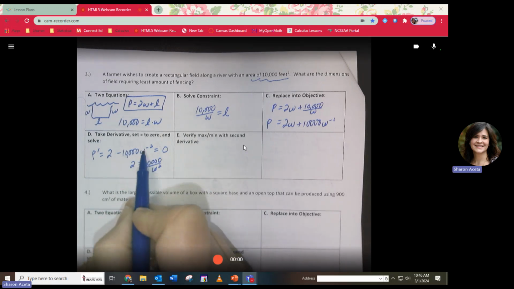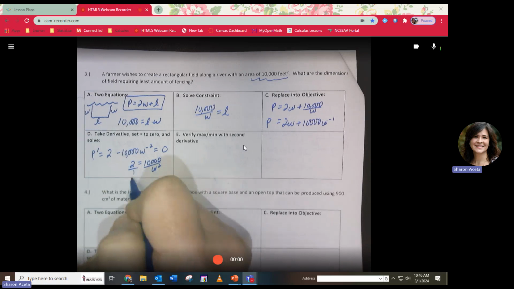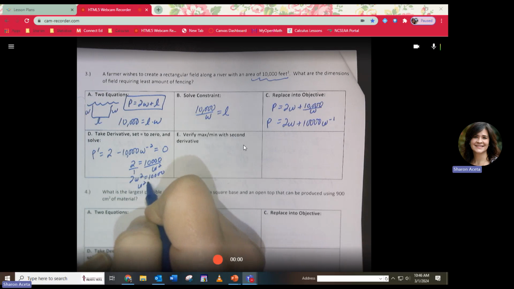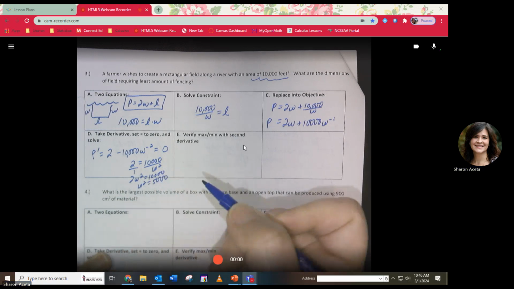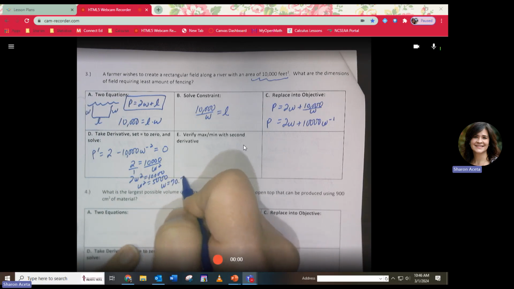And I'm going to put that W squared back down. I'm going to put it over 1 and do some algebra. So 2W squared equals 10,000. W squared equals 5,000. And take the square root of W, which is about 70.7.